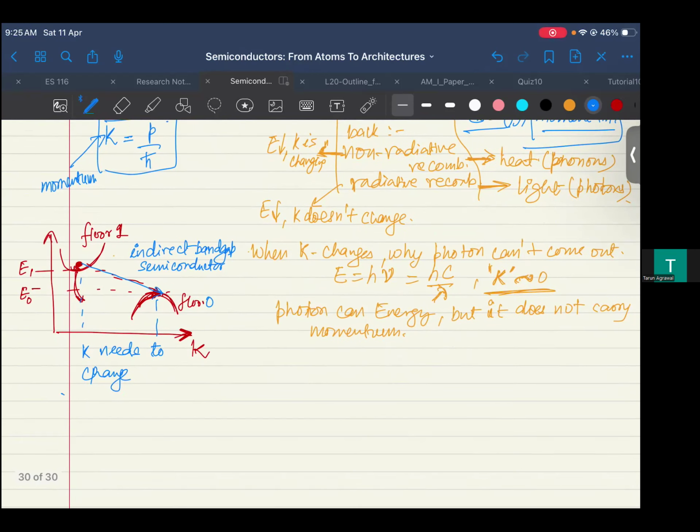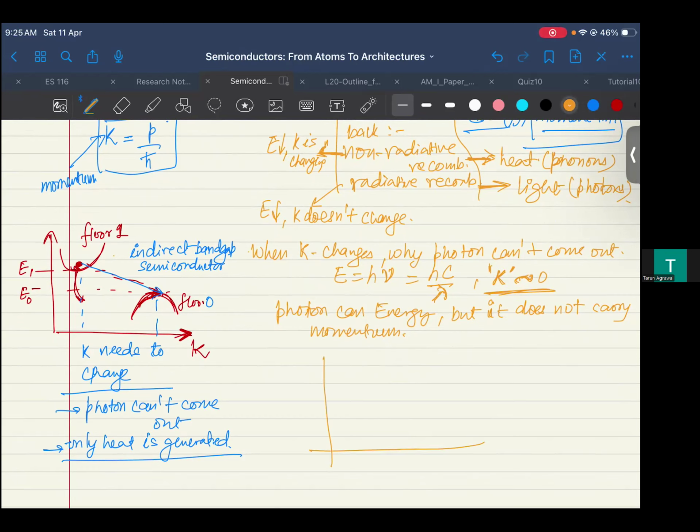And that is the reason that whenever this happens, the photon can't come out, because the photon cannot carry that momentum. Then who has to carry that momentum? Phonons. If phonons carry it, it comes out as heat. Only heat is generated, not photons, if the electron is coming down. So that is why you need some other kind of semiconductor. This is the case which you rightly guessed is your silicon, where it's the indirect band gap.